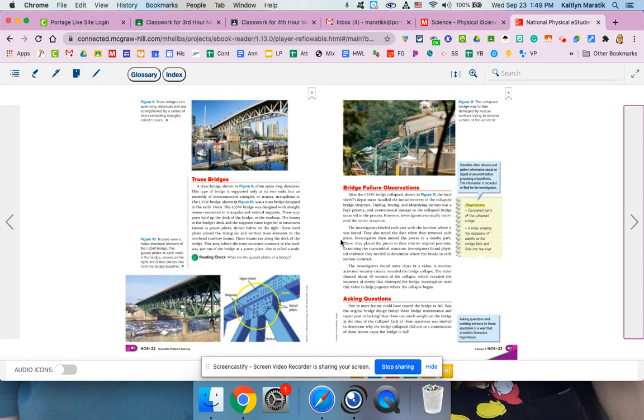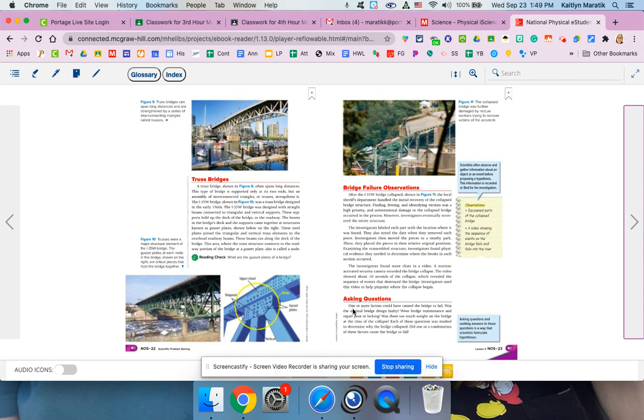Investigators then moved the pieces to a nearby park where they placed the pieces in their relative original positions. Examining the reassembled structure, investigators found physical evidence that they needed to determine where the breaks in each section occurred. The investigators found more clues in a video. A motion-activated security camera recorded the bridge collapse. The video showed about 10 seconds of the collapse, which revealed the sequence of events that destroyed the bridge. Investigators used this video to help pinpoint where the collapse began.